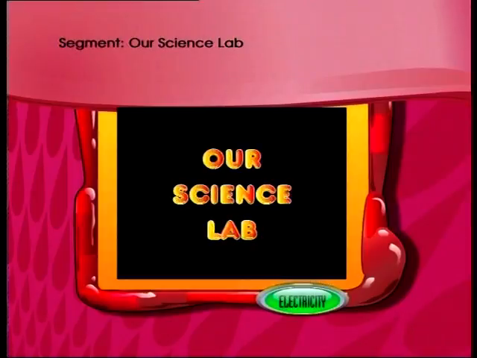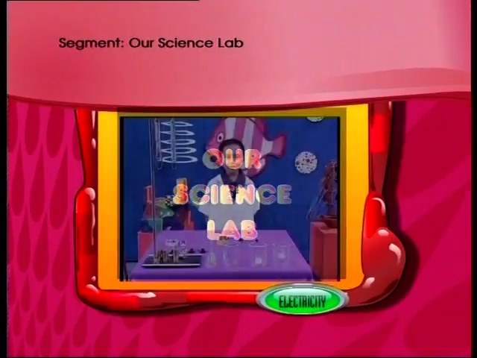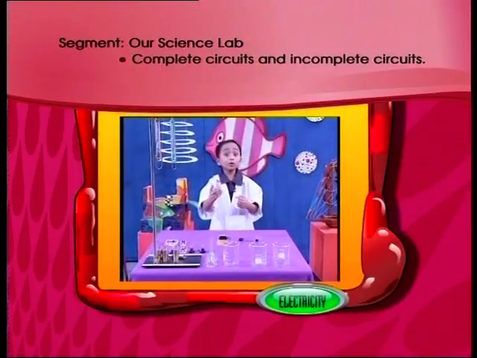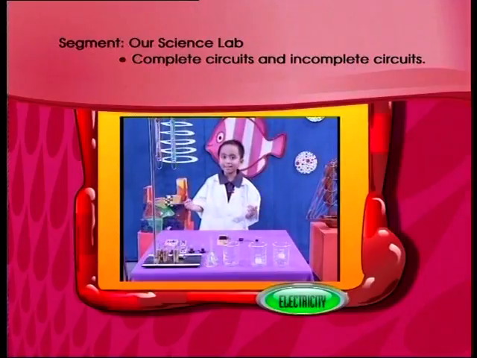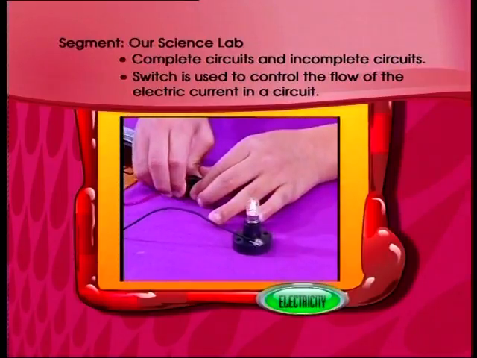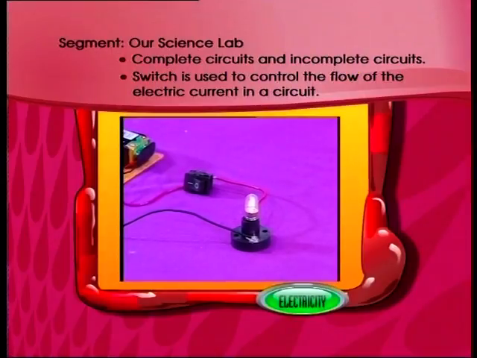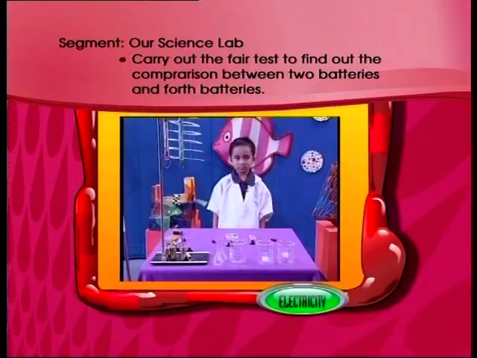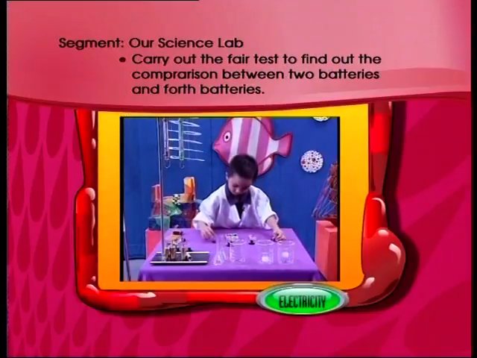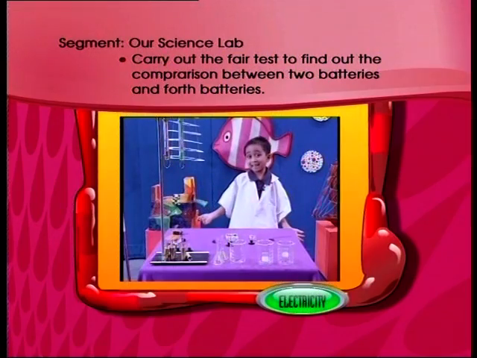In segment Our Science Lab, we will learn about complete circuits and incomplete circuits. Switch is used to control the flow of the electric current in a circuit. Carry out the fair test to find out the comparison between 2 batteries and 4 batteries.